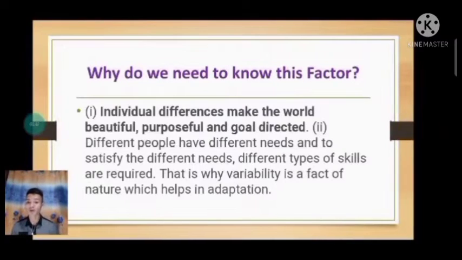So why do we need to know these factors? Individual differences make the world beautiful, purposeful, and goal-directed. Different people have different needs, and to satisfy the different needs, different types of skill are required. That is why variability is a fact of nature which helps in adaptation. If you have the ability to design, you can apply it to the society or to an individual person. That's the individual.